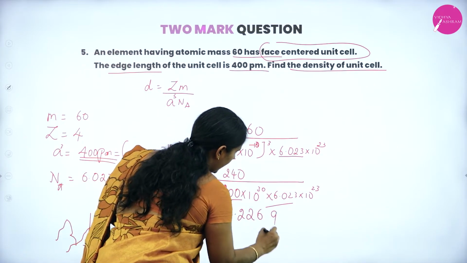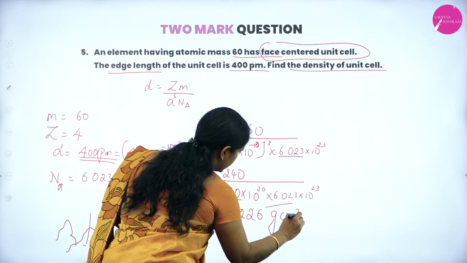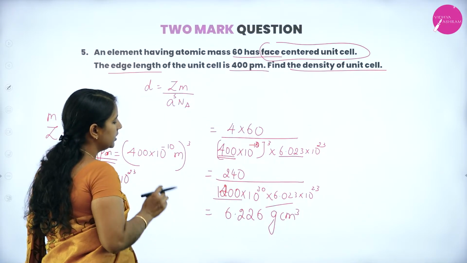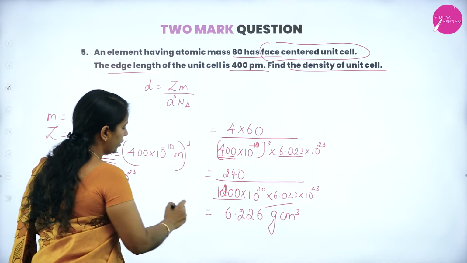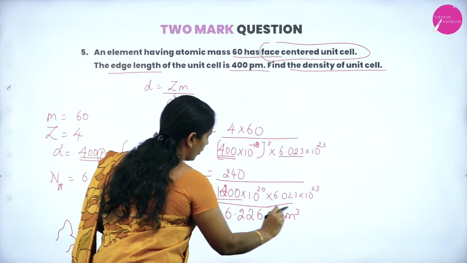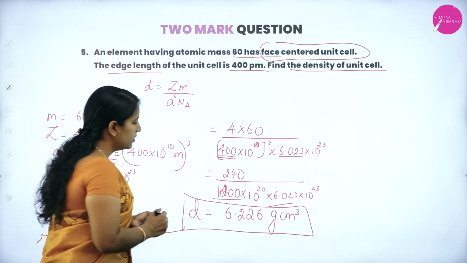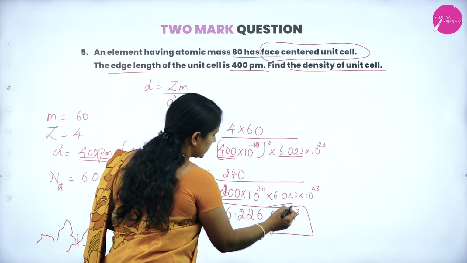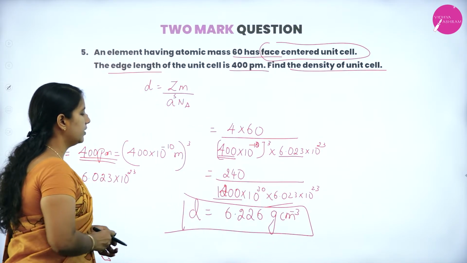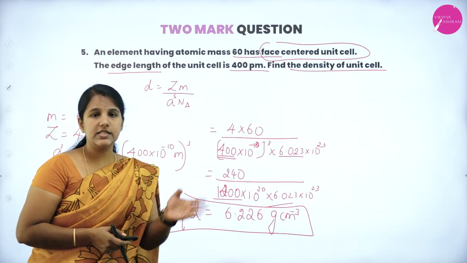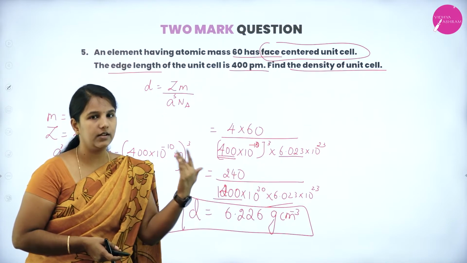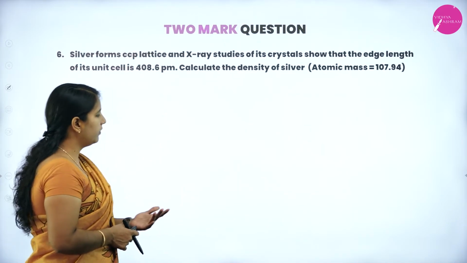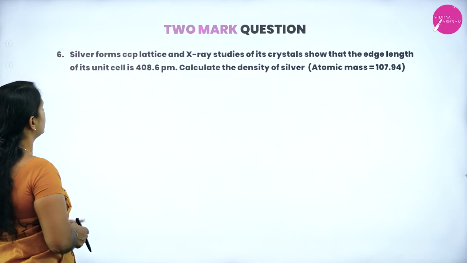6.226 gram per centimeter cube. This is the answer for your density. Because the meters will go upside, it should be minus 3 only. Okay. This is how the density of the given cell can be easily calculated by looking at the given data. So, we will solve one more numerical so that you can easily understand.